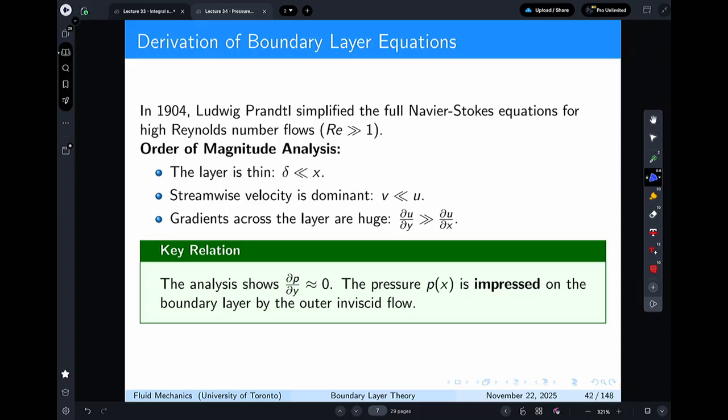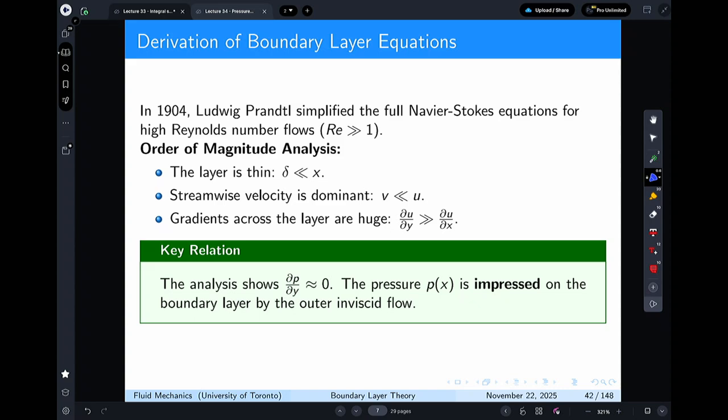So that's good. Streamwise velocity is dominant. Most cases, it's going to be dominated by the u direction velocity, not the transverse velocity. We're looking at two-dimensional flow largely. Gradients are huge. Delta u with respect to y is much, much greater than delta u with respect to x.